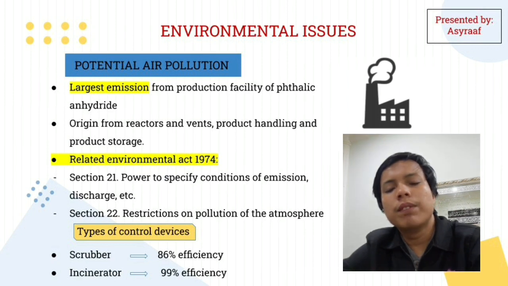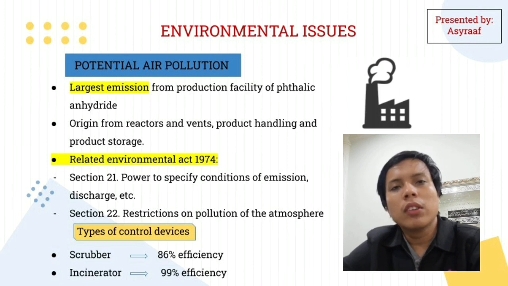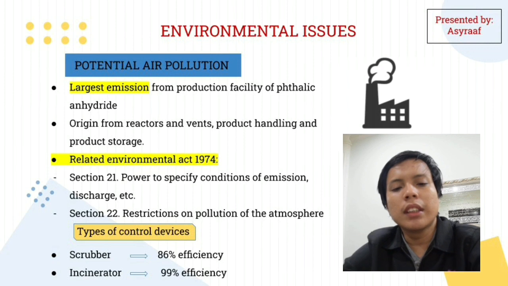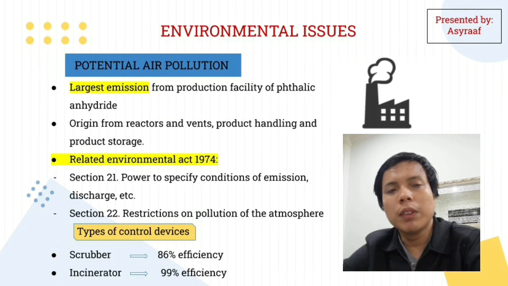So you know that the best way to control air pollution is by controlling it from its source point, and this also highly depends on the integrity of the manufacturing team and the management team, and on how they control the pollution. First, the types of control device that can be used are the scrubber and the incinerator. As we know, the incinerator is highly efficient and also easy to use. The incinerator has 99% efficiency compared to the scrubber, which is about 86% efficiency.